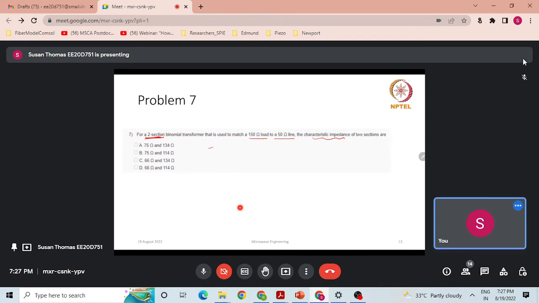So you can note down ZL is equal to 150 ohm, Z0 is equal to 50 ohm, and the general formula derived was ln of Zn plus 1 divided by Zn is equal to 2 raised to minus N, C n, raised to minus N, ln of ZL by Z0.